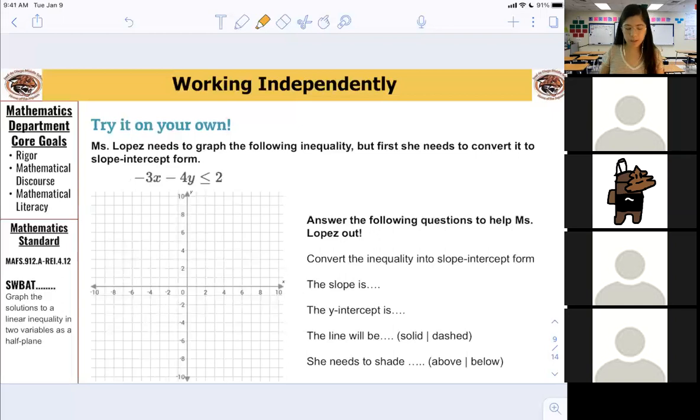Cool. Time is up. Let's go ahead and go through this. So I saw a lot of correct answers. This is definitely another one where you end up with a lot of fractions, but again, we're not going to be afraid of fractions. They're fine, right? So I have negative 3x minus 4y is less than or equal to 2. And when you convert this into slope-intercept form, can anyone tell me the final inequality that they got?